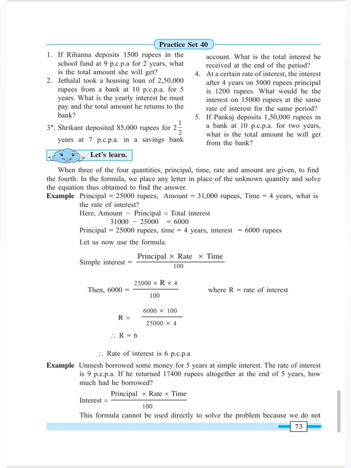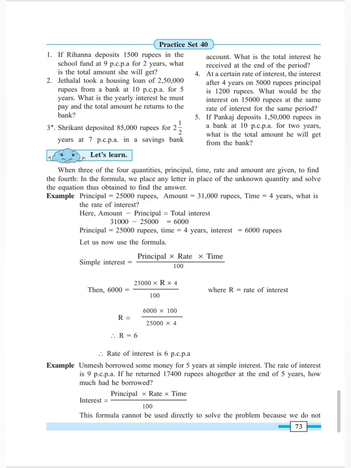As we know, the formula of interest is equal to P multiplied by R multiplied by T upon 100. Also, amount is equal to principal plus interest. Okay, so the total interest is equal to amount minus principal. Remember that we are asked to find out the value of rate of interest. We cannot simply find out the rate of interest without amount and without simple interest. We have to find out everything, then only we will get the value of rate of interest.